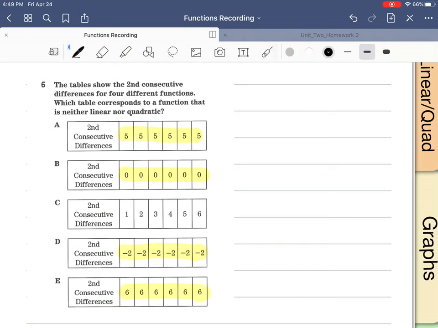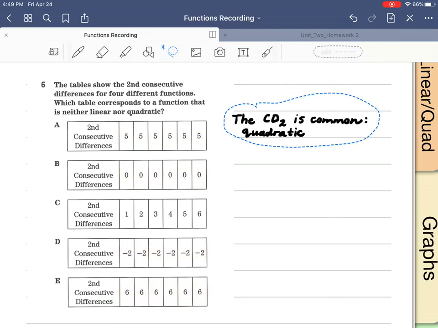So in this first choice, A, let me just write out what it's saying. The consecutive difference at the second level is common. Now, I know that that means I'm dealing with a quadratic equation, except for one situation, and that's B. Let's jump down here at D, because this answer also explains D and E.